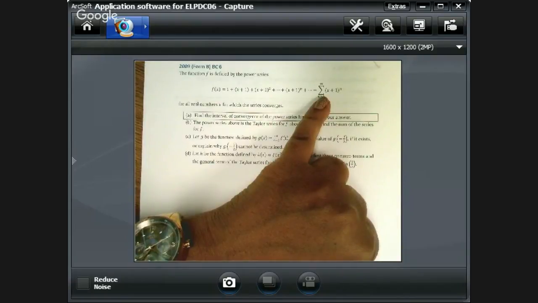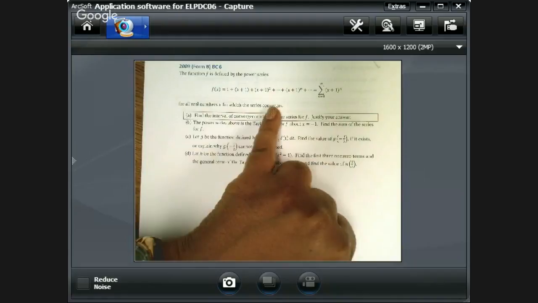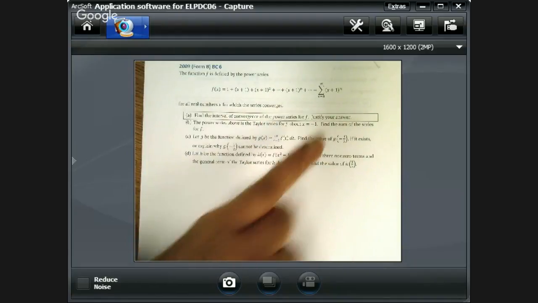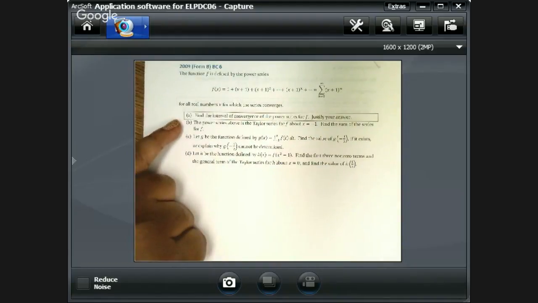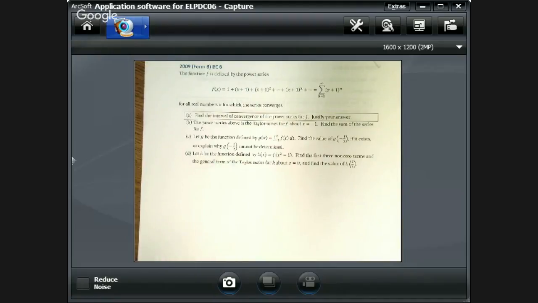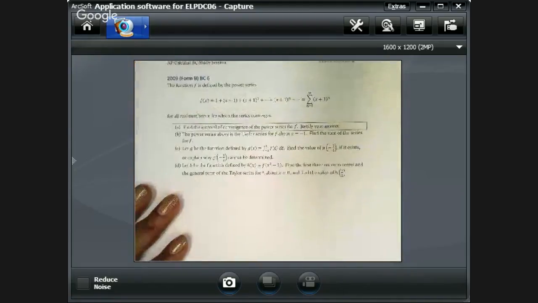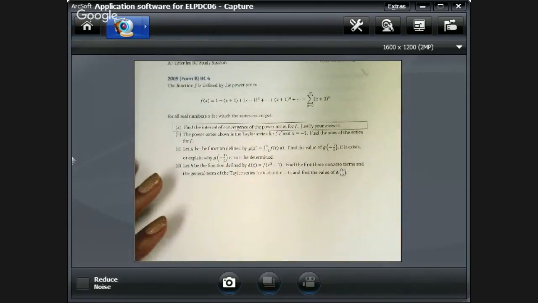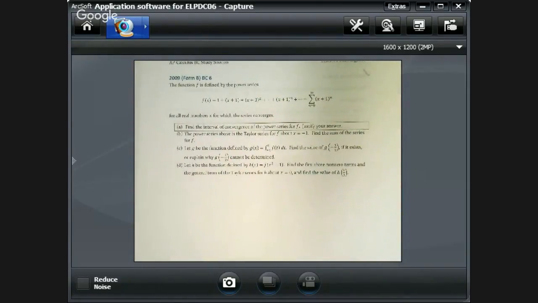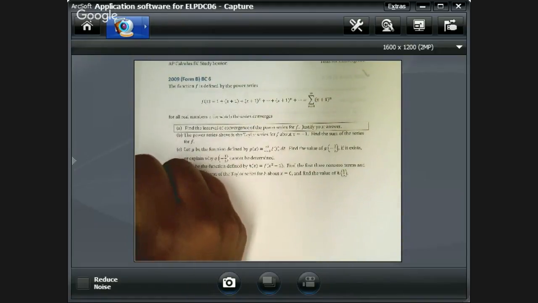1 plus (x plus 1) plus (x plus 1) squared and so on. The nth term is (x plus 1) to the nth power. And in part A, they want us to find the interval of convergence. What they're hoping you're going to do with this particular problem is notice that it's a geometric series.